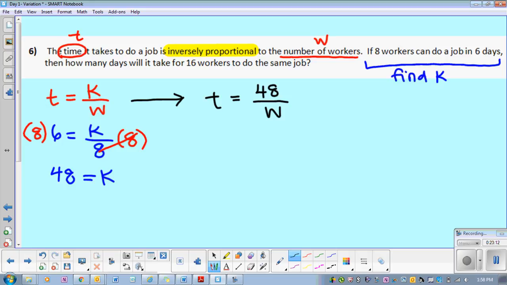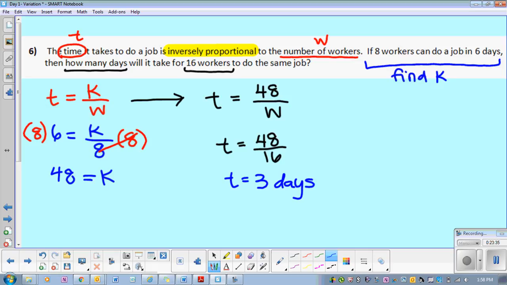Now guys, what are we trying to find? Are we trying to find T or are we trying to find W? Time. They said how many days? You need to find T because they gave you 16 workers. Is it 3 days? Yeah. Because 48 over 16, well, T equals 3. And then tell me the units, days. Then that way I know it's not hours or minutes or seconds.